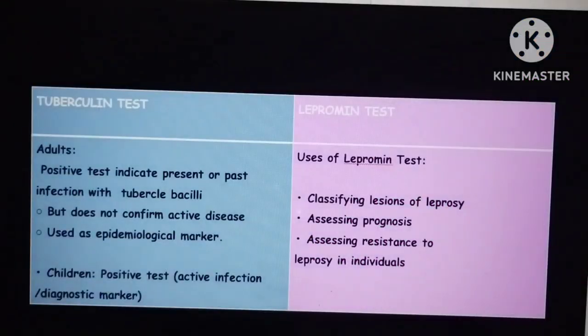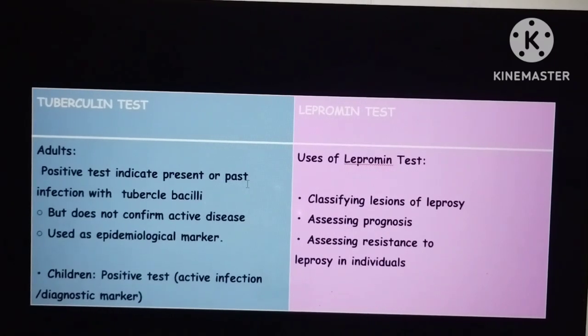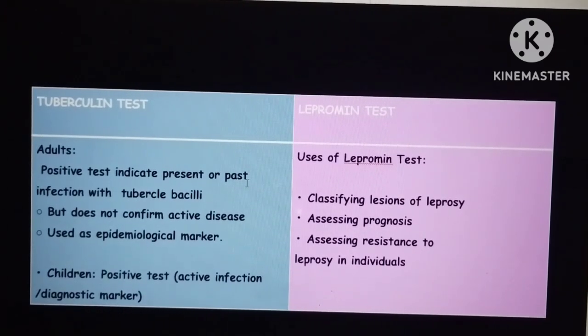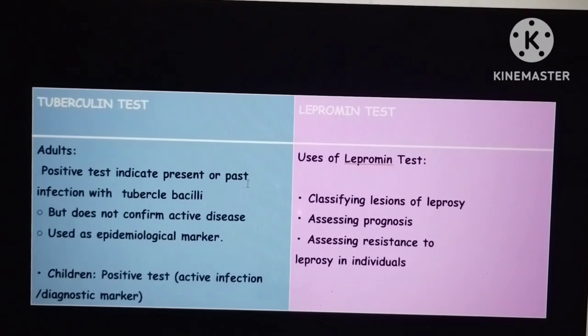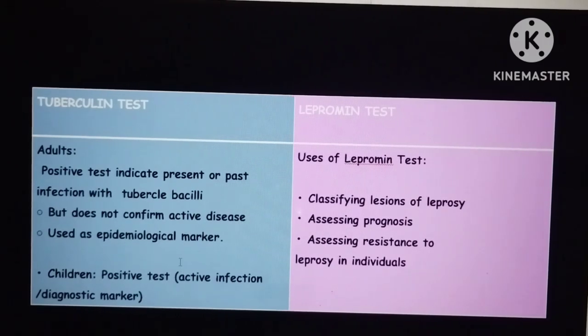So next, in the tuberculin test, if an adult is positive it indicates they have been infected with the tubercle bacillus, whether in the past or at present, but it does not confirm the disease, so we can't say the patient is affected at present. You can just make an idea that he has been infected with Mycobacterium tuberculosis, and it is used as an epidemiological marker. But in case of children, if it is positive, the child has been infected with TB.